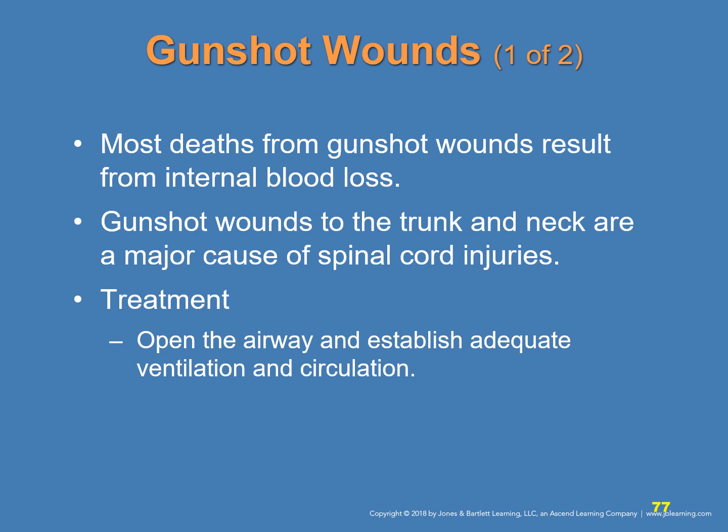Gunshot wounds. Most deaths from gunshot wounds result from internal blood loss caused by damage to internal organs and major blood vessels. Prompt and effective treatment is important. Gunshot wounds to the trunk and neck are a major cause of spinal cord injuries. Because you cannot see a bullet's path through the body, you should treat these patients for spinal cord injuries. To treat a patient with a gunshot wound, follow these steps. Open the airway and establish adequate ventilation and circulation.